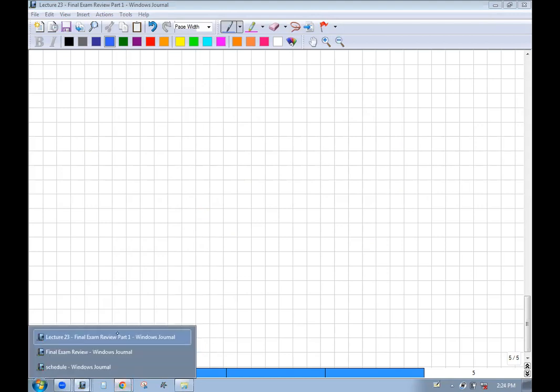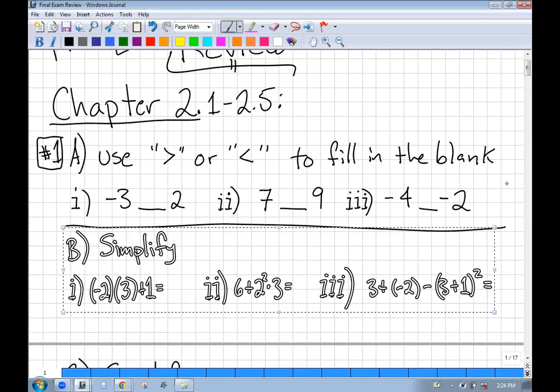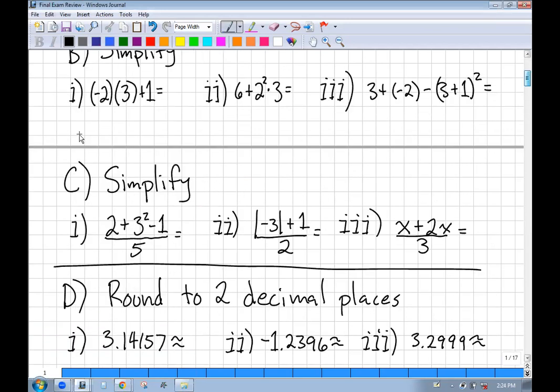Wrong spot. There's part B, part C here.